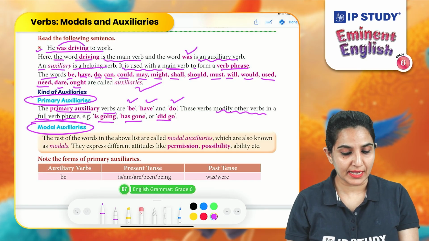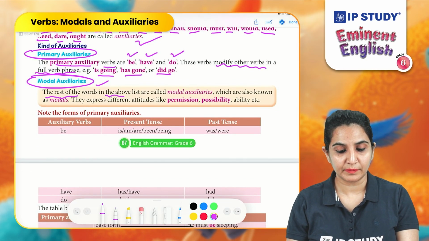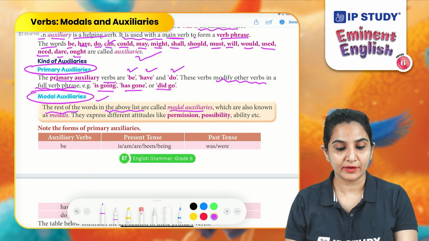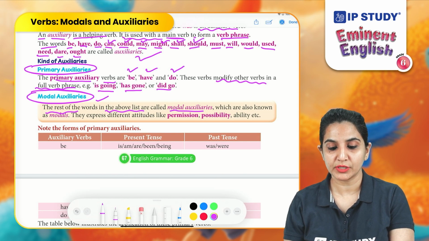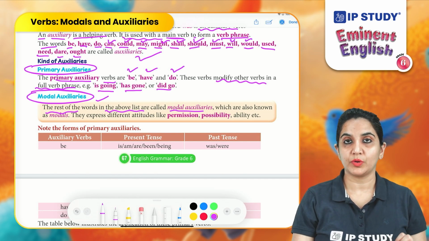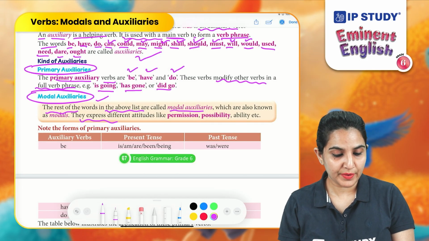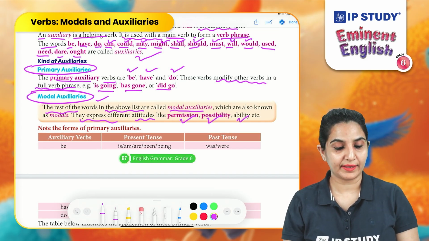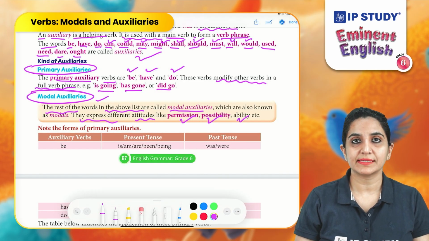Now, let us understand what are modal auxiliaries. The rest of the words in the above list are called modal auxiliaries, such as can, could, may, might, shall, should, must, will, would. All of these are modal auxiliaries. They express different attitudes such as permission, possibility, and ability. They are mostly used to express the mood of the sentence.